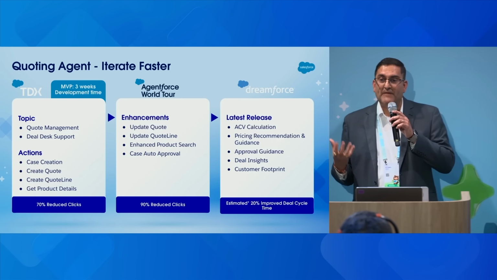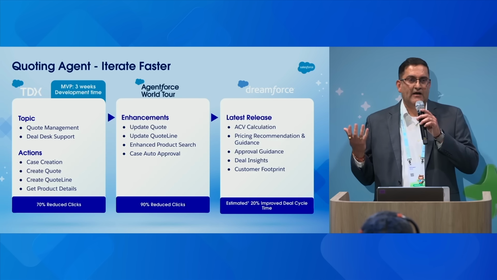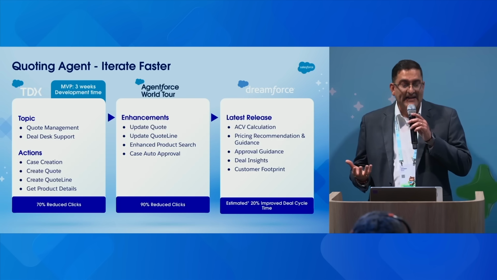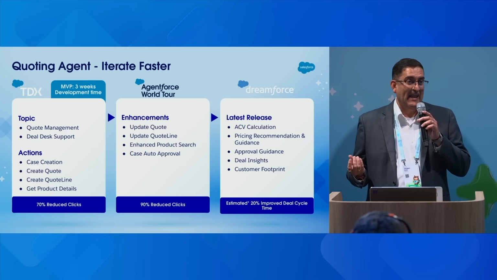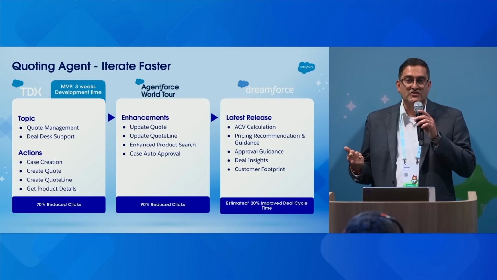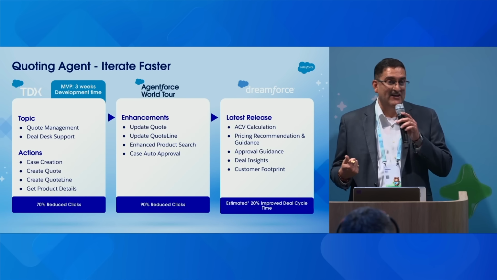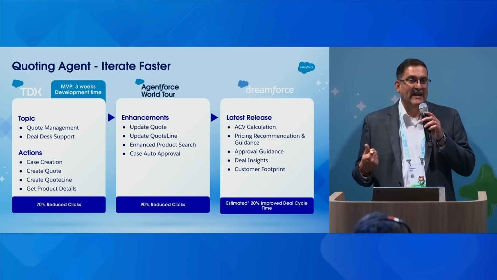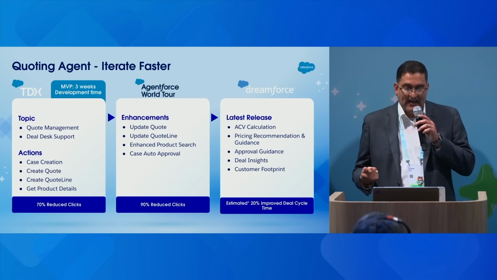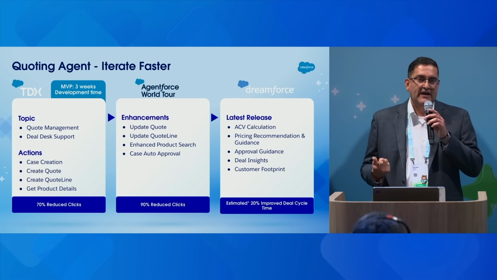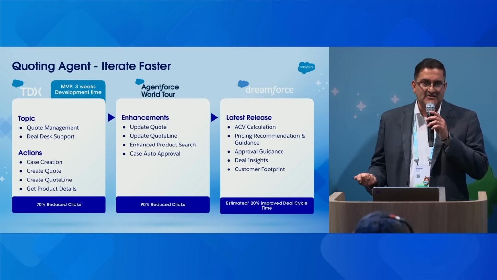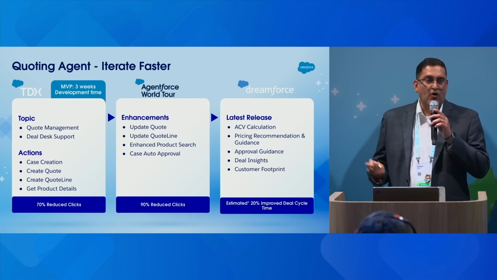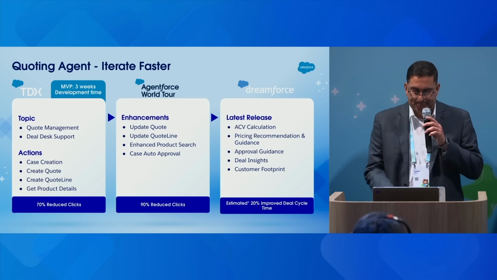We followed by updating this agent with updating the quote lines and adding the product search feature. And now, this month, we have launched the most wanted feature which our sellers were looking for, which is the pricing guidance and intelligent approvals. So this has been very effective in increasing the productivity of our sellers and making the whole operational experience even better.